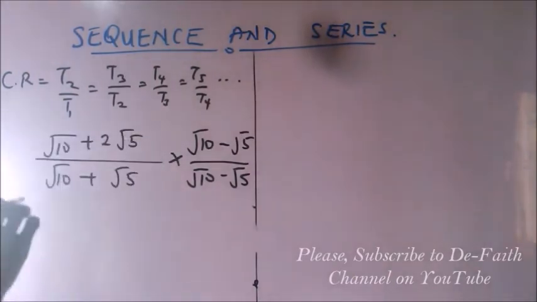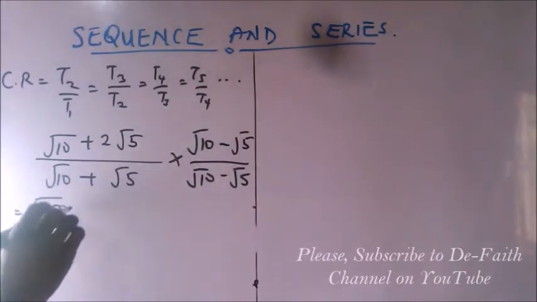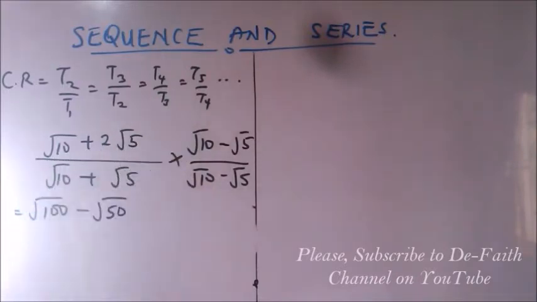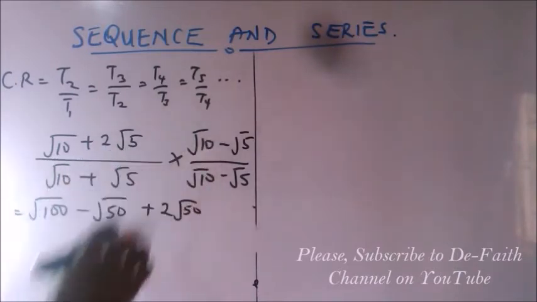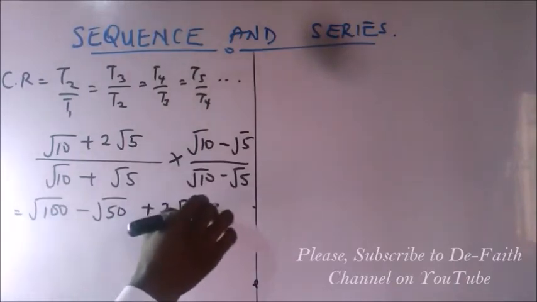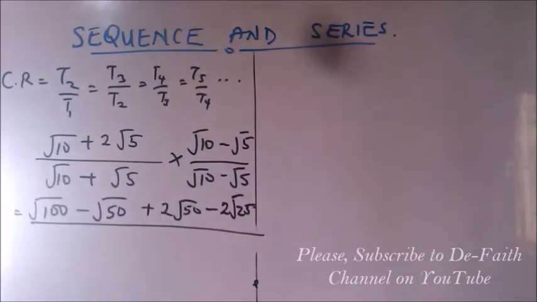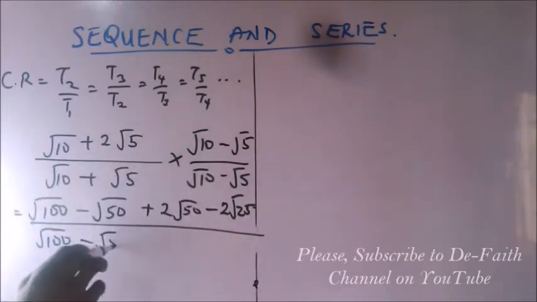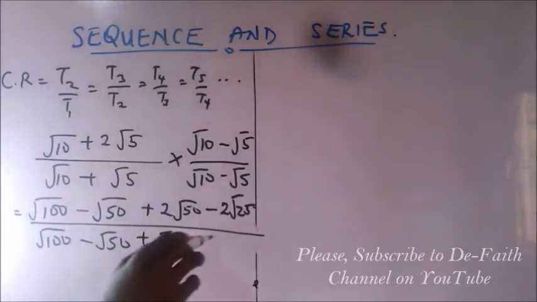We have root 10 times root 10, that gives root 100. Root 10 times minus root 5, that gives minus root 50. And then plus 2 root 5 times root 10, that gives plus 2 root 50. And then 2 root 5 times minus root 5, that gives minus 2 root 25, over root 10 times root 10, that is root 100. Then root 10 times minus root 5, that's minus root 50. Root 5 times root 10, that's plus root 50. And then root 5 times minus root 5, and that's minus root 25.